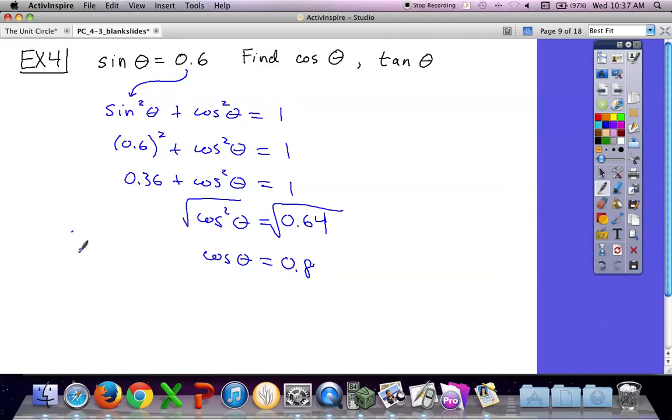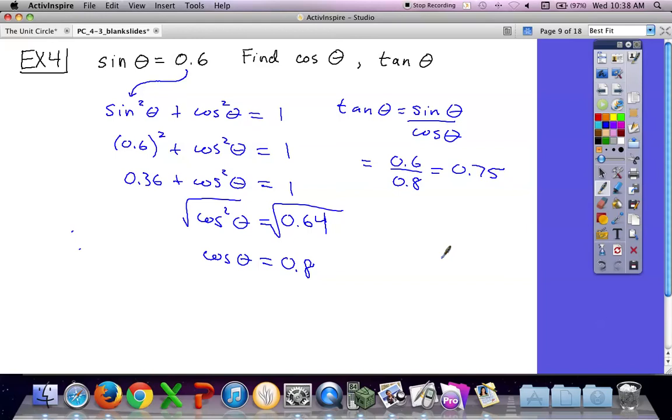Yeah, if you know the sine and the cosine, you divide them. Right? So then we can use this one. Tan theta equals sine theta over cosine theta, which is 0.6 divided by 0.8, which is 0.75. As long as we're going to make them decimals.